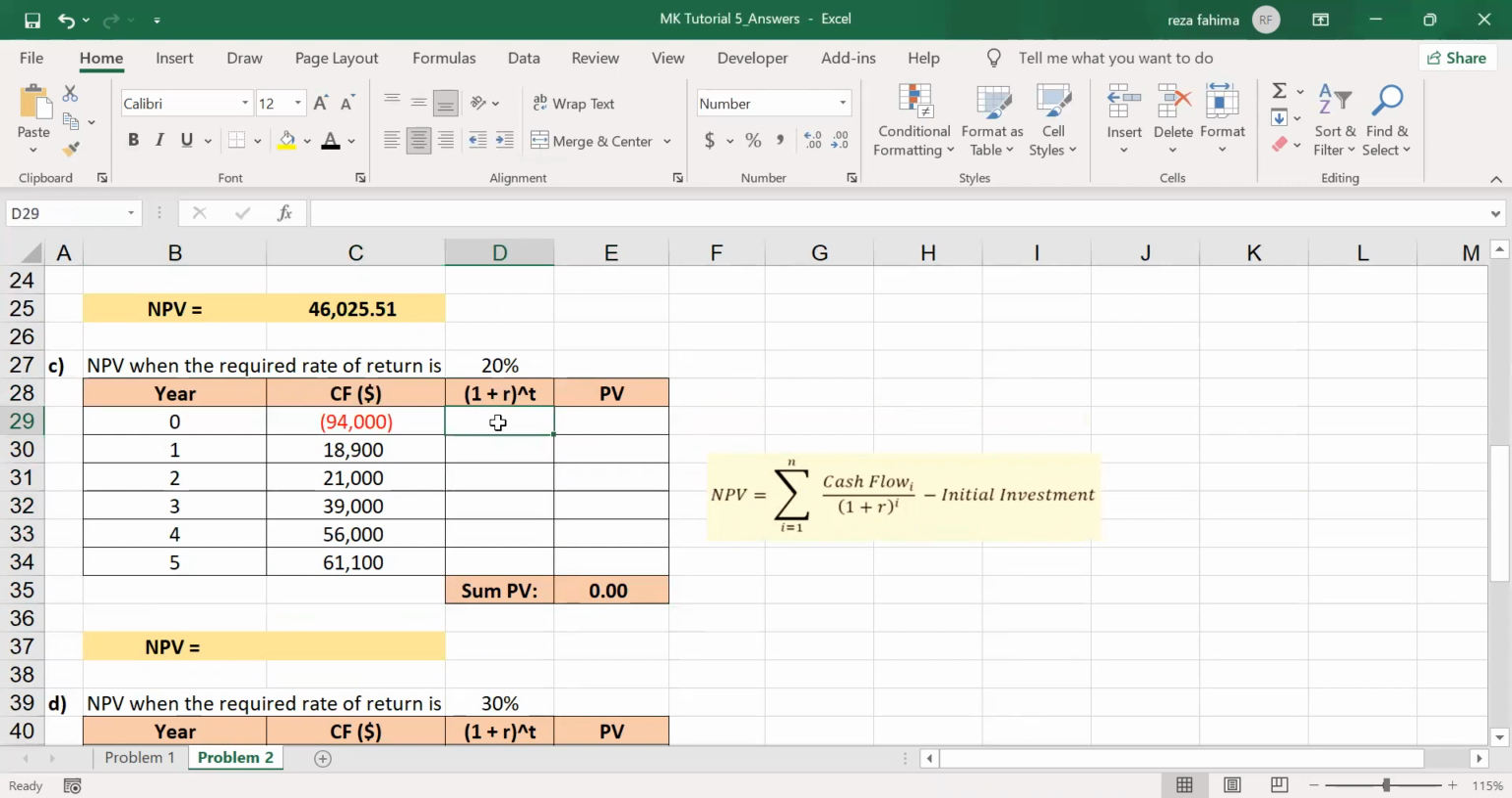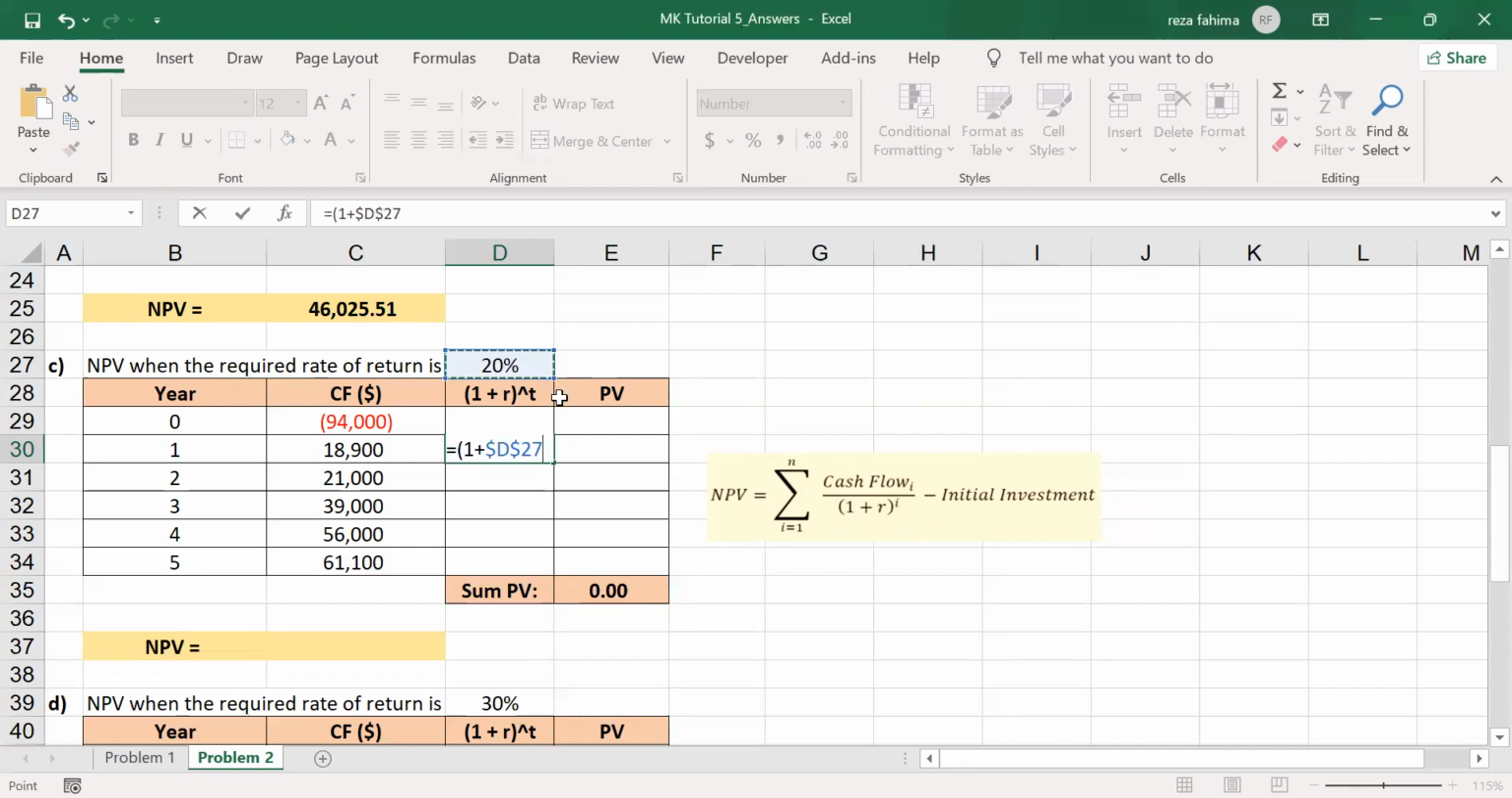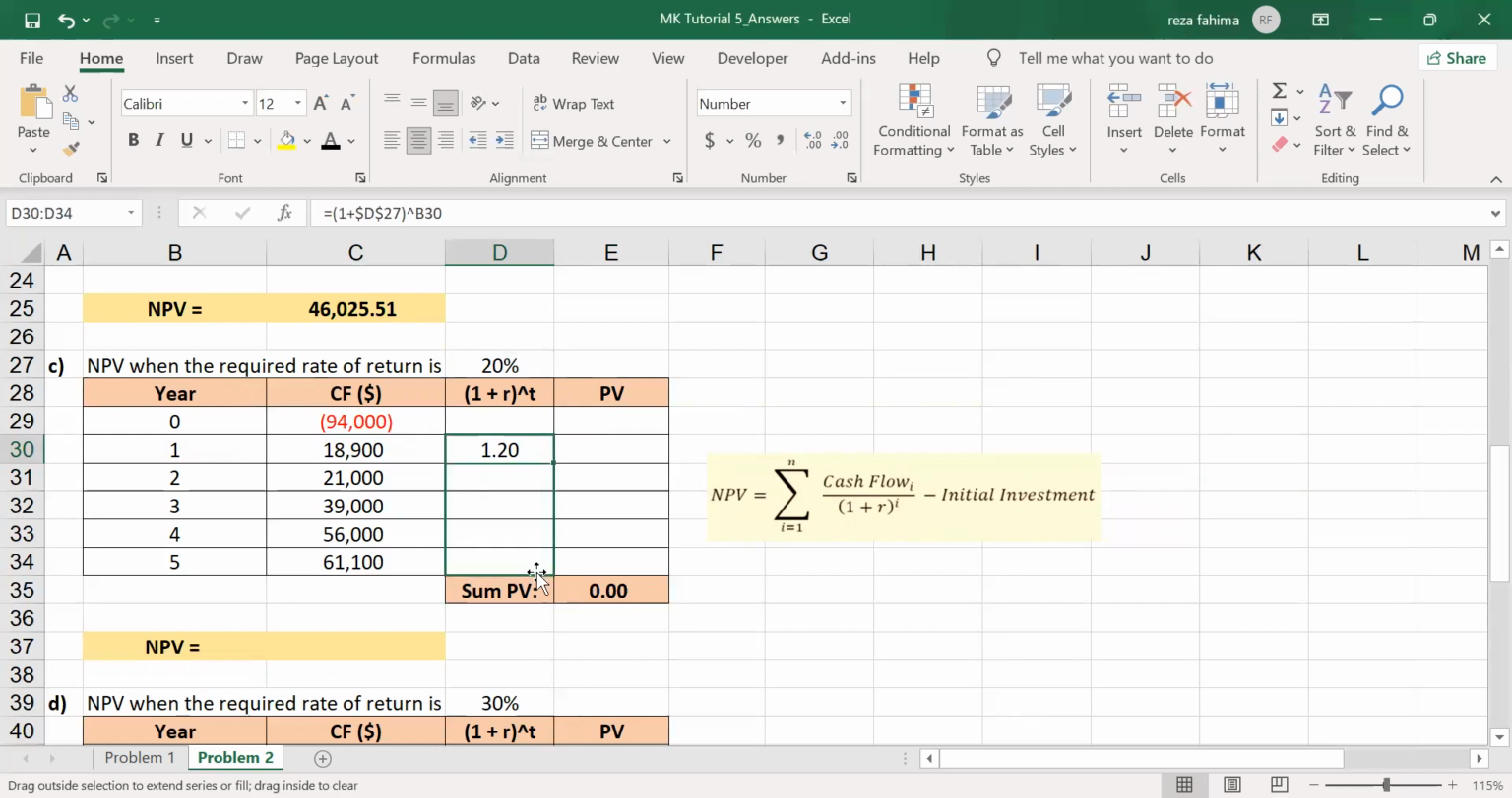And then for the next question, point C, we're going to do the same thing using this table. The first thing we have to do after we write down the information is to calculate the denominator again. Okay, so the denominator is 1 plus r, where in point C the required rate of return is 20%, to the power of 1, since we're calculating the denominator for the cash flow in the first year, or year 1.